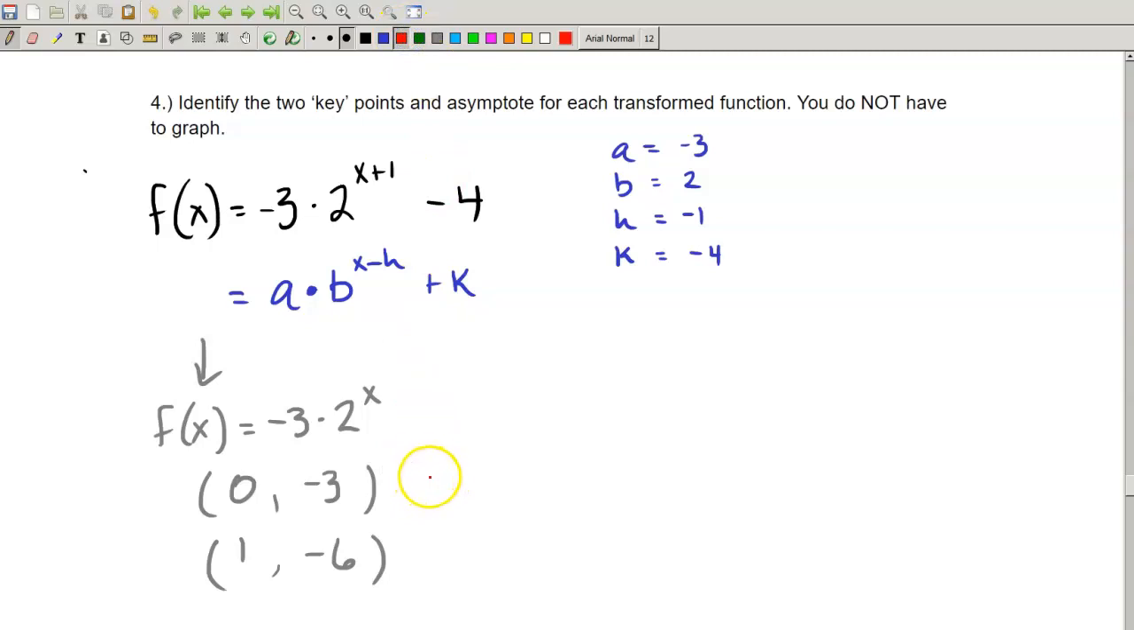And now it says to identify the key points for the transformed function. So now we're going to transform these points using the h and k values. So the h value is -1. That means I'm shifting everything to the left 1. So my x value, I'm subtracting 1 from that. So 0 subtract 1 is going to be -1. And then down here I have 1 to start with, so if I subtract 1, I'm at 0 for that.